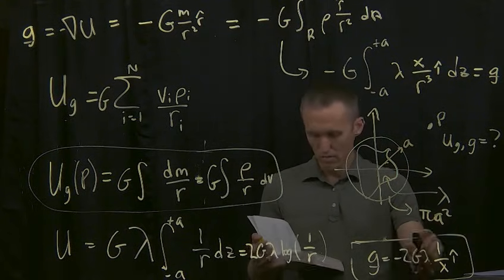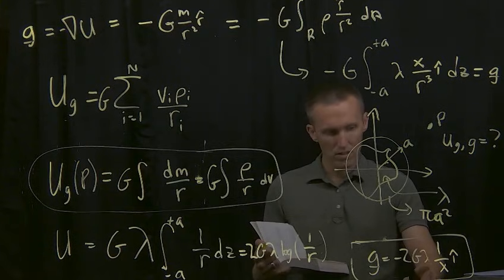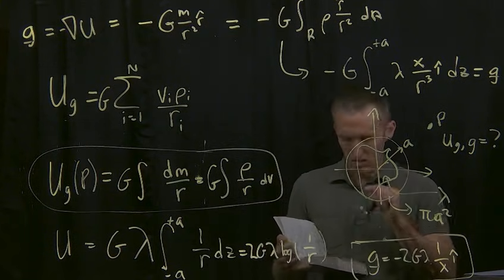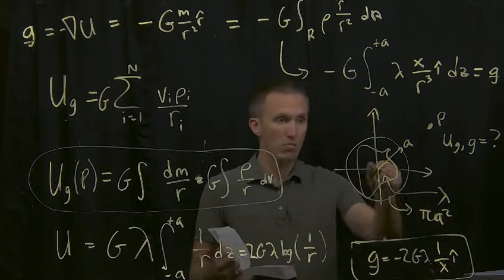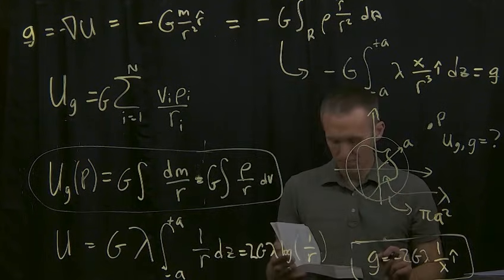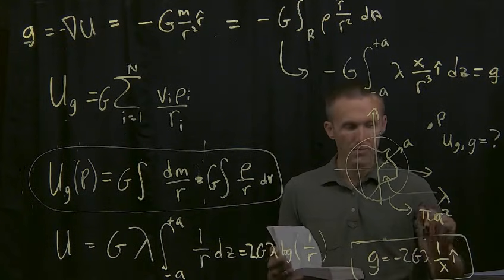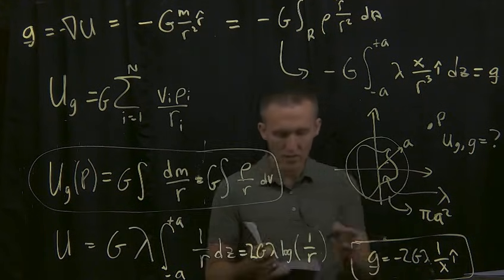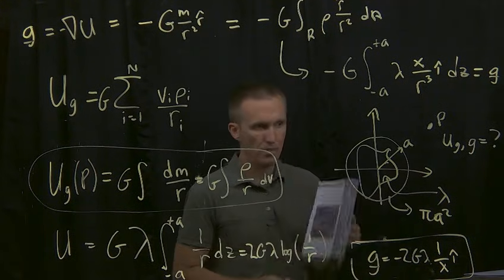So 2 times pi a squared times gravity constant times density times 1 over r. In this case, it's right back to 1 over r because now we're in 2 dimensions instead of just 1 dimension. And then r hat. So that's equation 3.20 in the book on page 57 of the Blakely textbook.